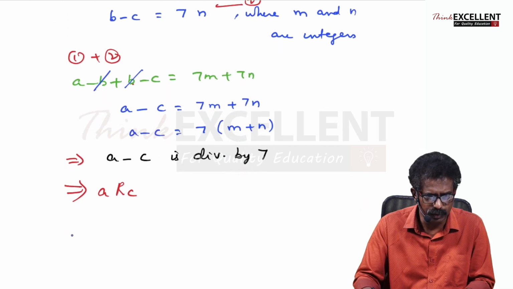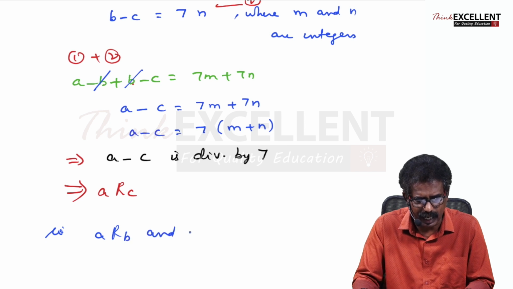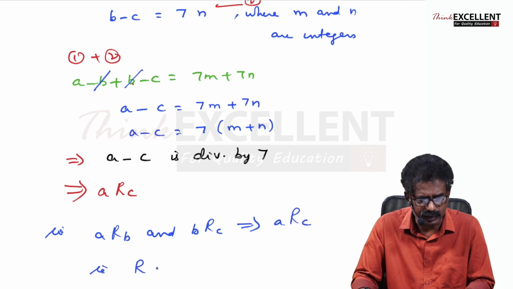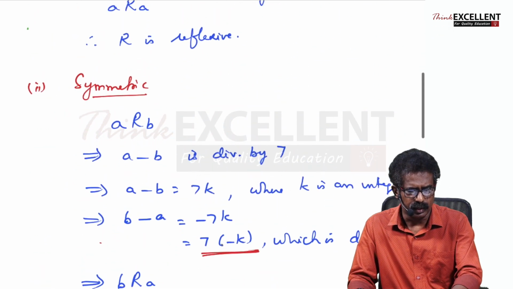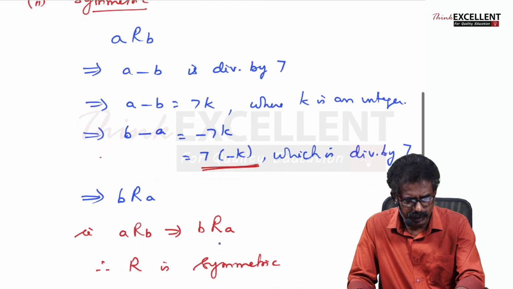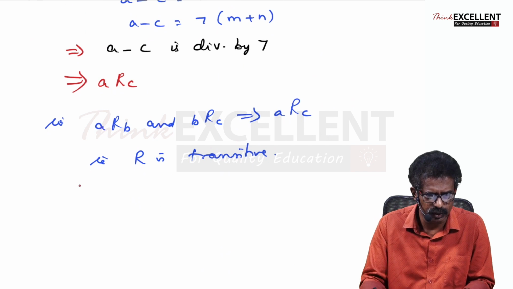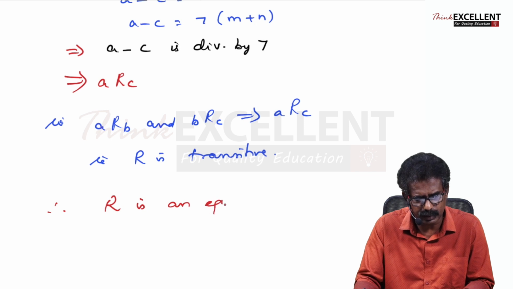So what you are getting now: A related to B, we started like this, right? And B related to C, and you arrived at A related to C. That is, R is transitive. All the three relations we proved, right? It is reflexive, it is symmetric, it is transitive. All the three relations are satisfied. So conclusion, you can say, therefore, R is an equivalence relation.